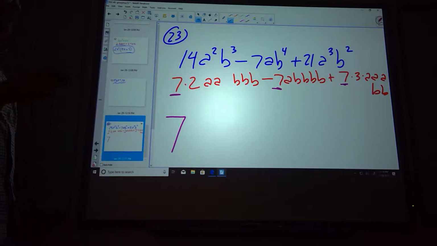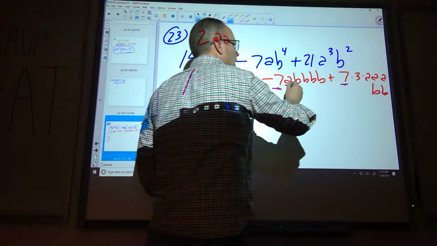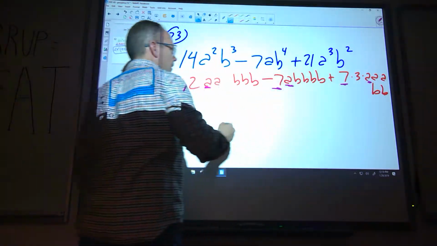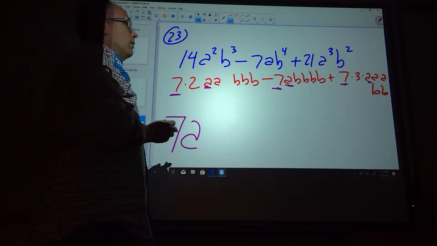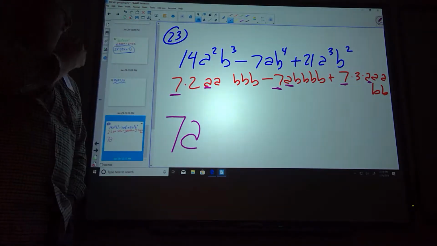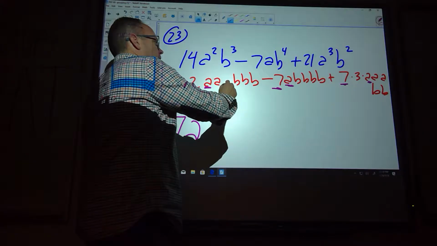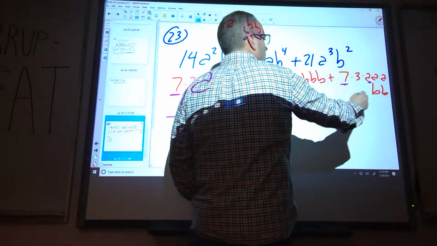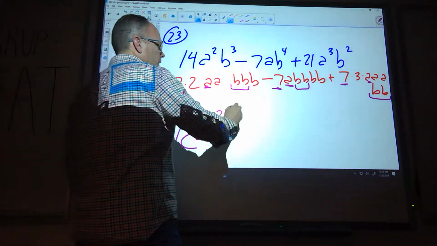Not the 2 or the 3. They have to stay there. How many A's can I factor out of all 3 terms? I have this one, and I have this one, and I have this one, right? So there's a single one. How many B's can I factor out? What's the maximum number of B's that all 3 terms have? 2. So I got 1, 2, and 1, 2, and 1, 2. So B squared comes out front.